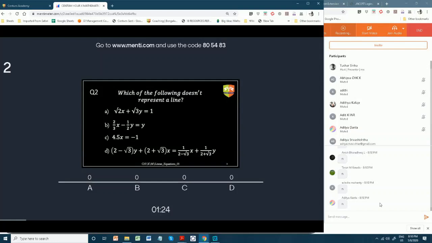Which of the following doesn't represent a line? Take your time. It will require some bit of thinking.